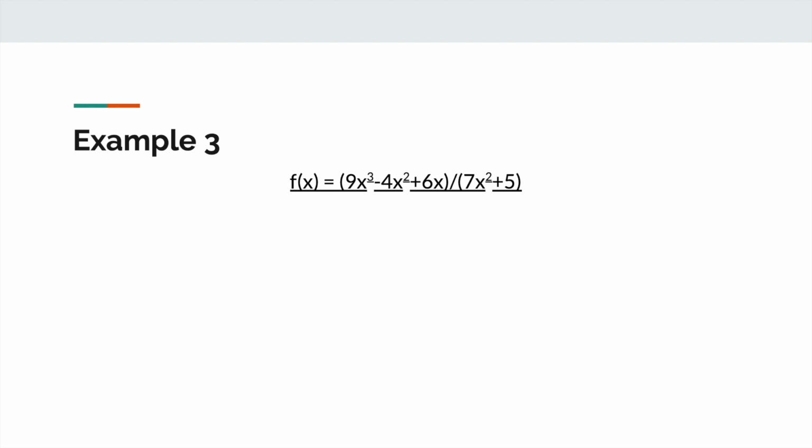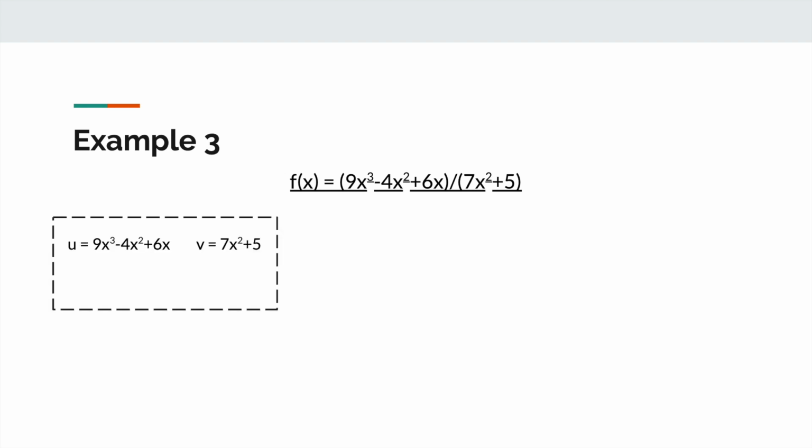A third example of the quotient rule being applied can be seen in f of x is equal to 3x cubed minus 4x squared plus 6x all over 7x squared plus 5. When we split this into two parts, we get that u is equal to 9x cubed minus 4x squared plus 6x, and v is equal to 7x squared plus 5. When we take the derivative of both of these, we get that the derivative of u is equal to 27x squared minus 8x plus 6, and the derivative of v is equal to 14x.